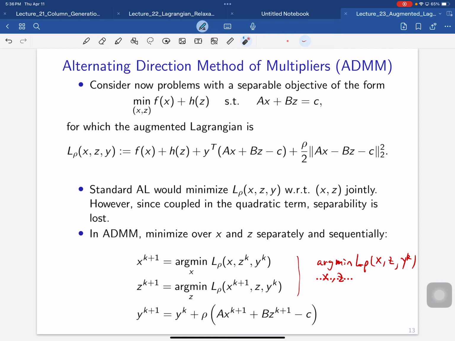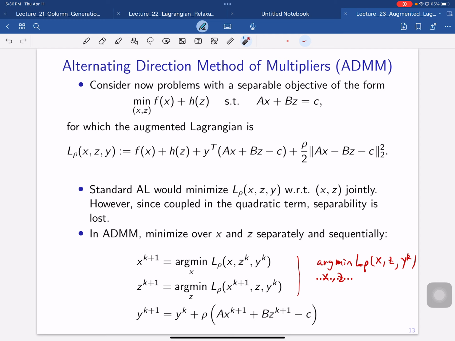Yes. Does the order matter? That's a good point. I don't know. Maybe the convergence is not affected by that, but computationally, I guess it will be different. That's just my guess.